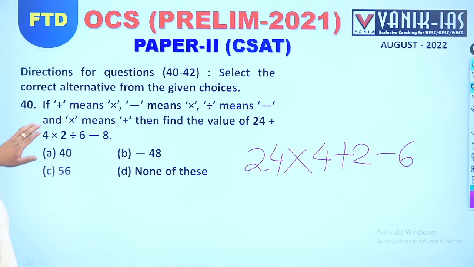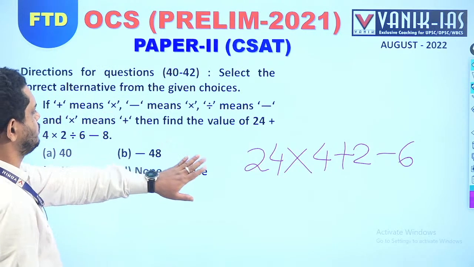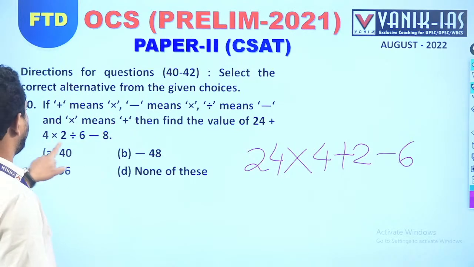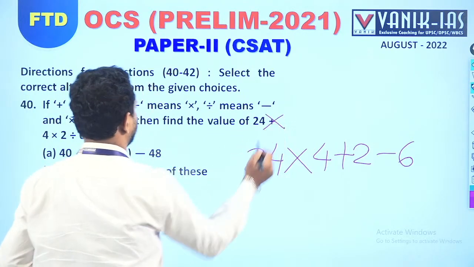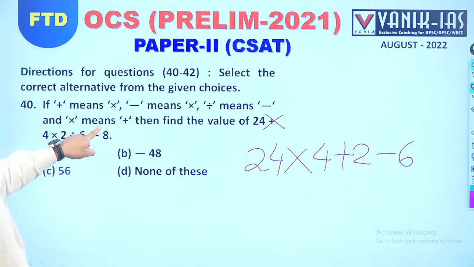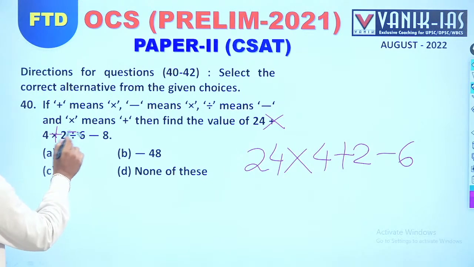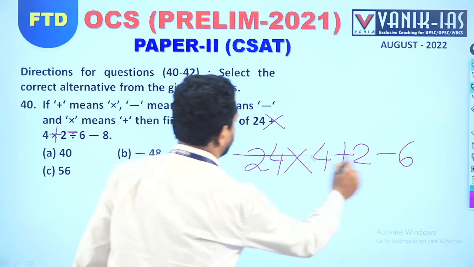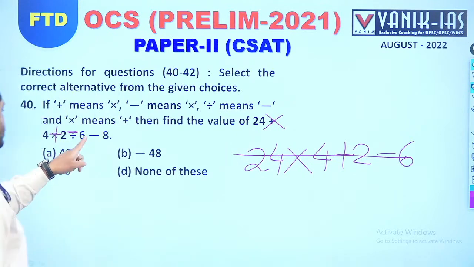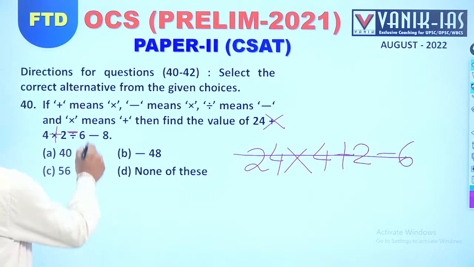शायद कुछ मिस्टेक हुआ है. Plus means cross. Plus means cross. Cross means plus. Then divided by means minus. यही पे हो जाए. माइनस मीन्स क्रॉस.